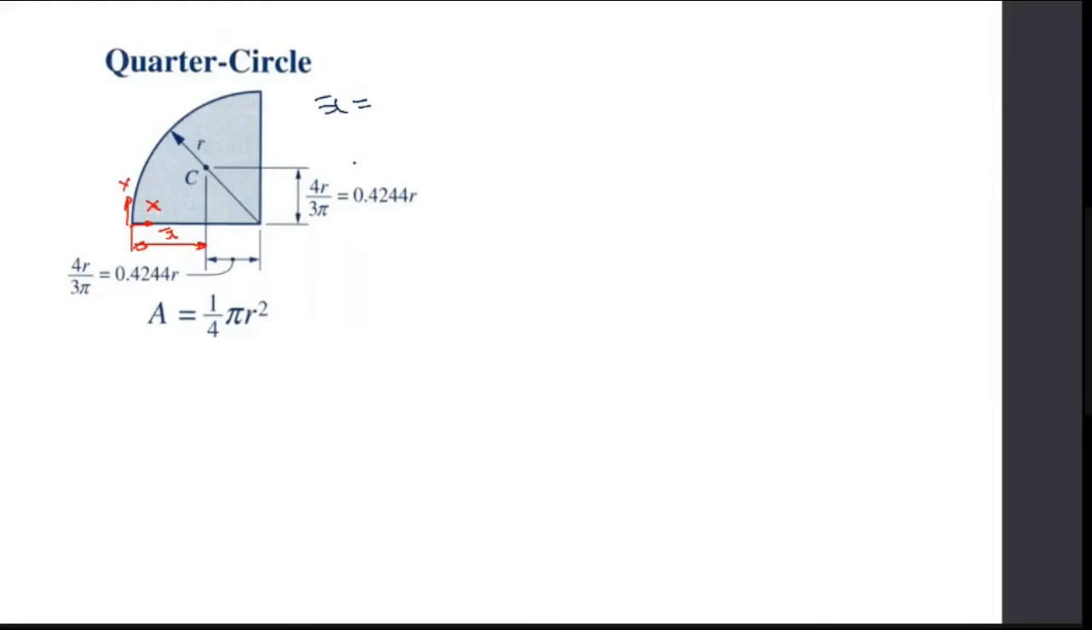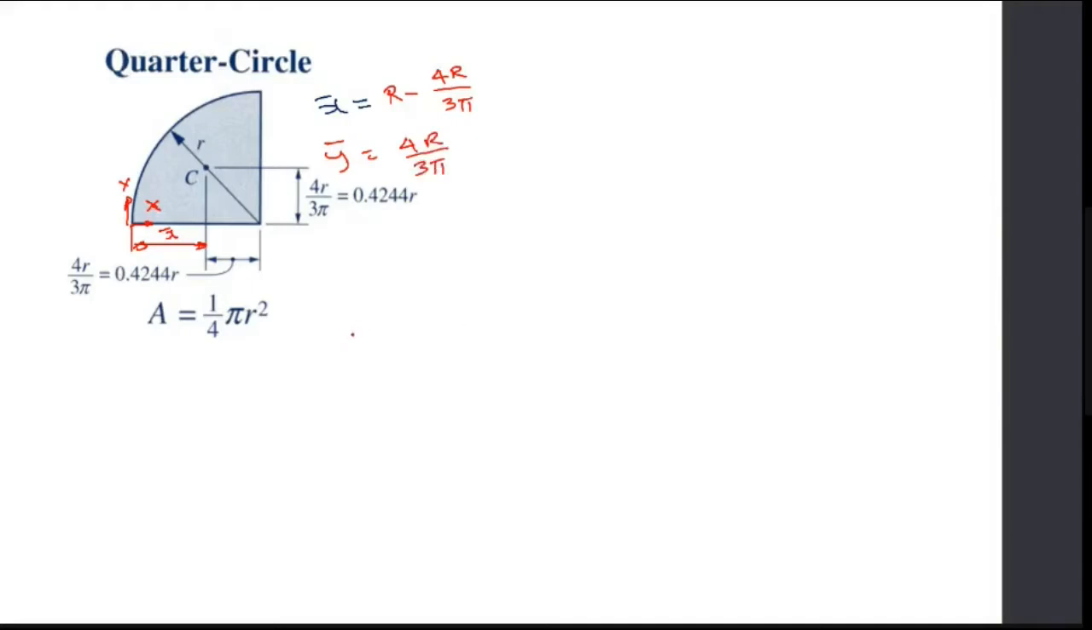So what will be my x bar then? The total edge is r, so it is r minus 4r by 3 pi. That is my x bar. Y bar, there is no difference. It is 4r by 3 pi.